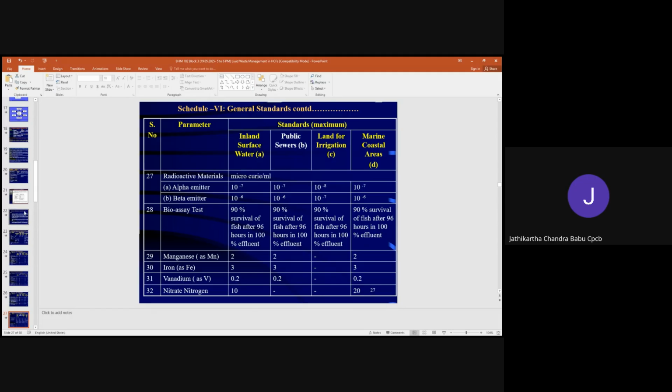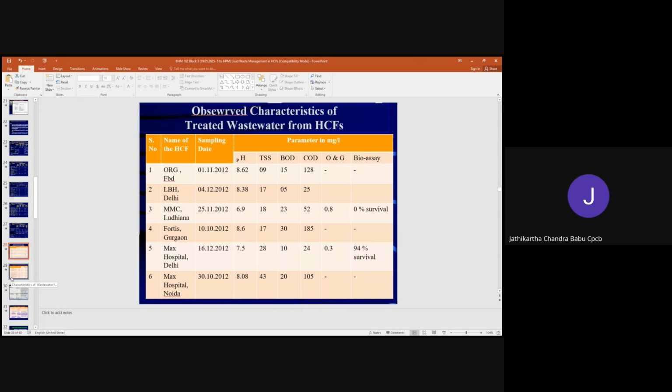Therefore, without treatment, you can't ensure proper treatment. There is a must for treatment of liquid waste. These are the parameters which we have seen somewhere in Faridabad. I think when I dealt with this subject, it was very, very old data, they were having this sort of parameters like BOD, COD, just for the essence of the liquid waste generation from hospitals.